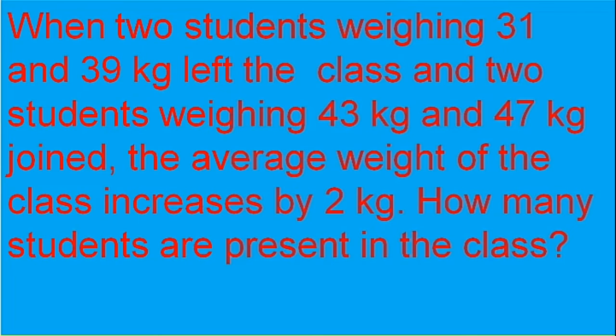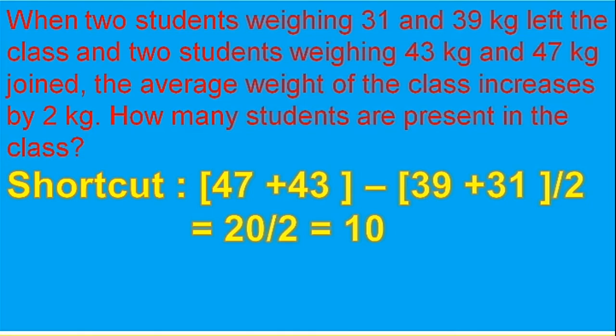The shortcut is 43 plus 47, that is 90. 39 plus 31, that is 70. So 90 minus 70 is 20. But the average weight increases by 2 kg. So divide that 20 by 2. So answer is 10. So there are 10 students in the class. No need to go for any equation or any formula.